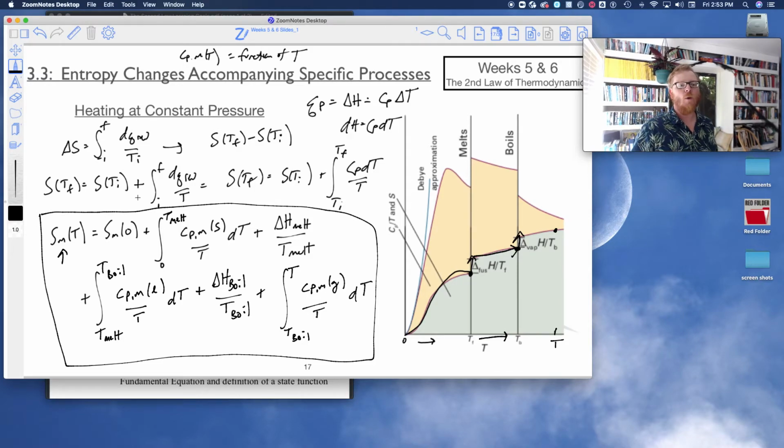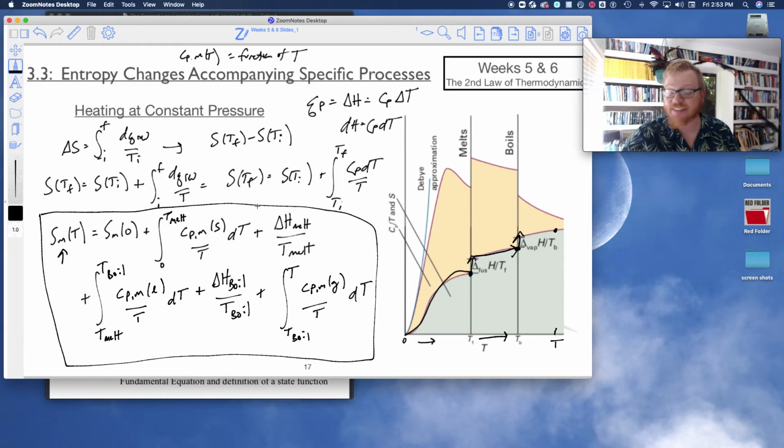Well, it's going to equal the molar entropy at 0 Kelvin plus the integral from 0 Kelvin to the melting temperature of the solid phase. Entropy is dQ divided by T, which is the same thing as saying it's delta H divided by T, which is the same as Cp over T dT. So Cp divided by T times dT, integrated, gives you entropy. Now we've integrated over the solid phase.